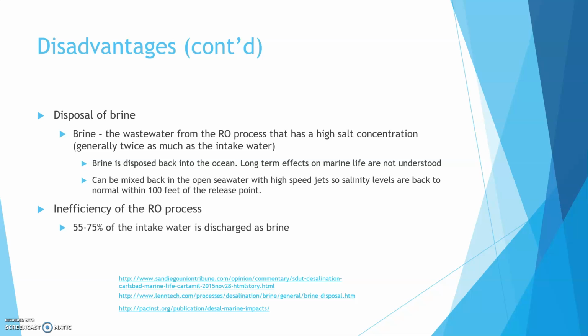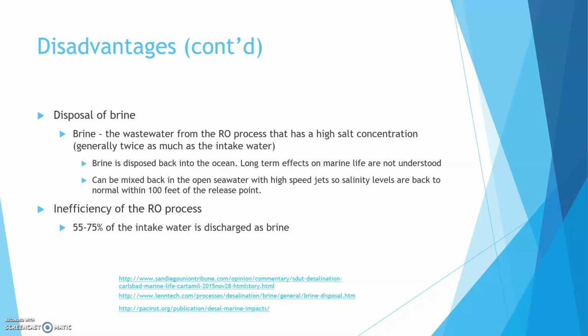Disadvantages. Disposal of brine, the wastewater from the RO process that has a high salt concentration, generally twice as much as the intake water. Brine is disposed back into the ocean. Long-term effects on marine life are not understood. It can mix back into the open seawater with a high-speed jet, so salinity levels are back to normal within 100 feet of the release point.